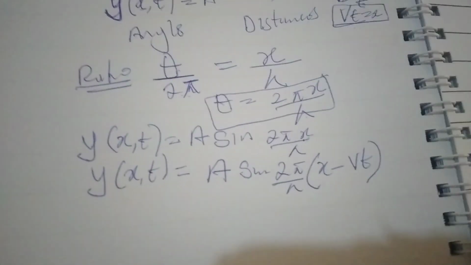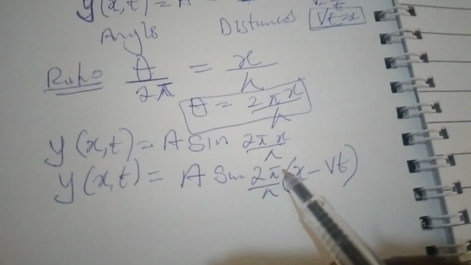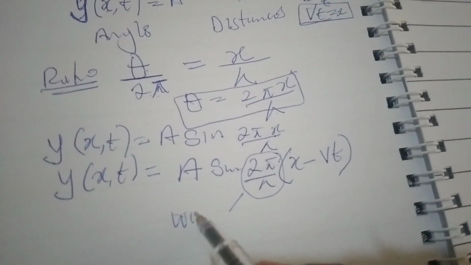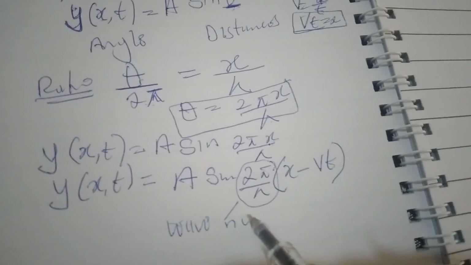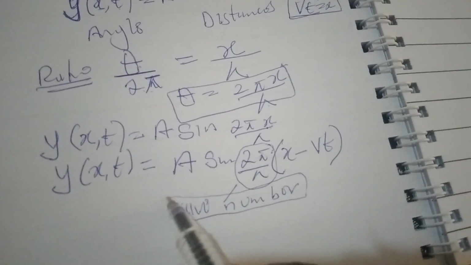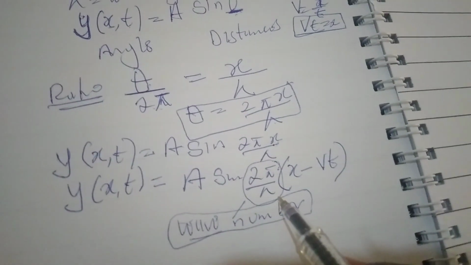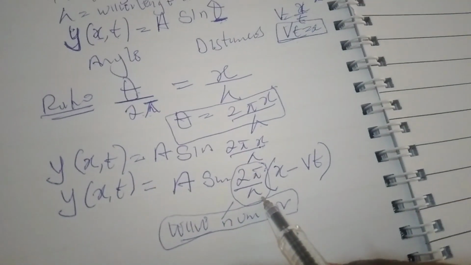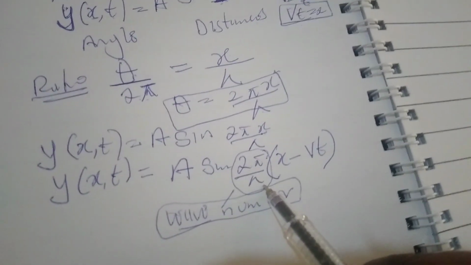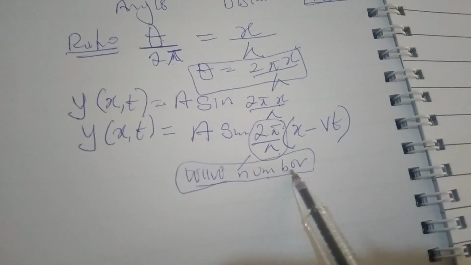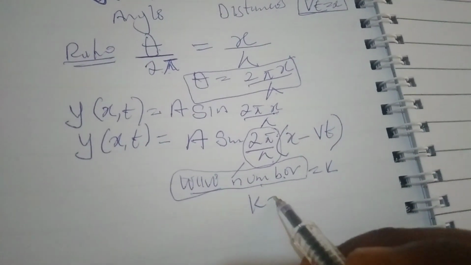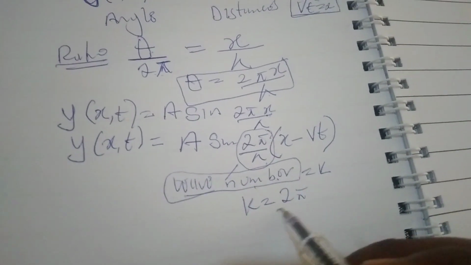Now the expression that I have here has a name, and it is called the wave number. Wave number simply gives us the idea of how many cycles of the wave have passed during the propagation of the transverse wave. This wave number is represented with the letter k, and k is given as 2 pi divided by lambda.